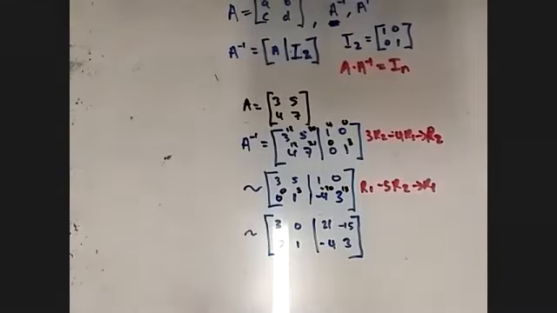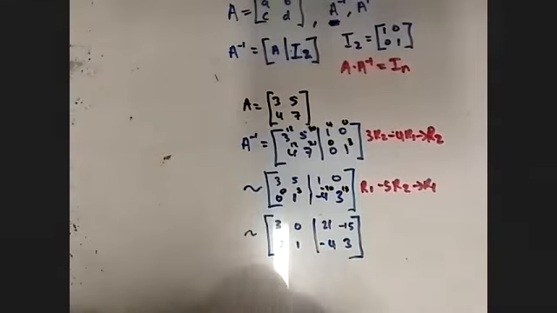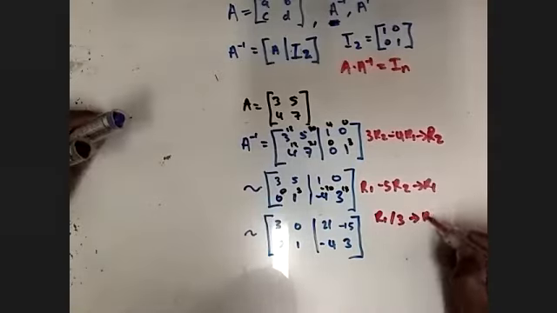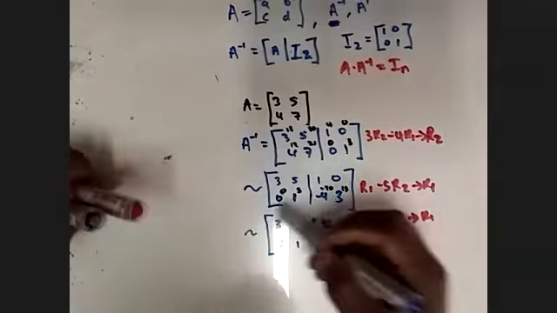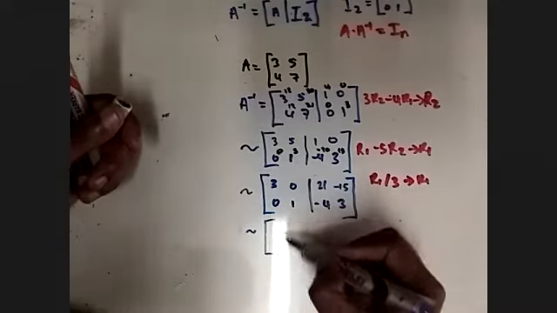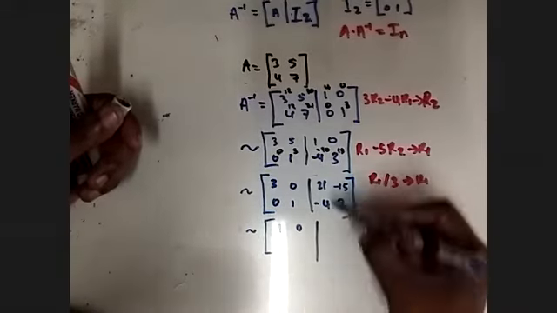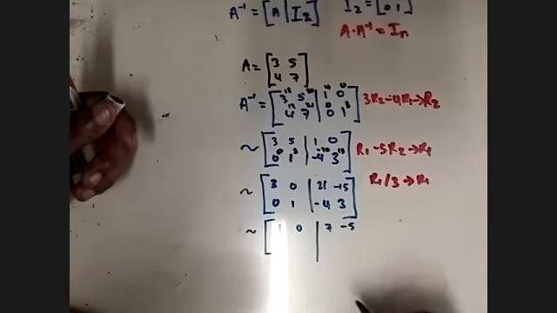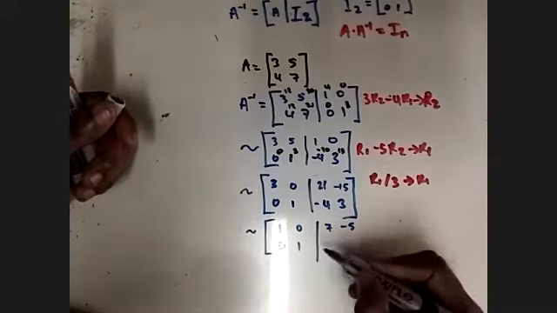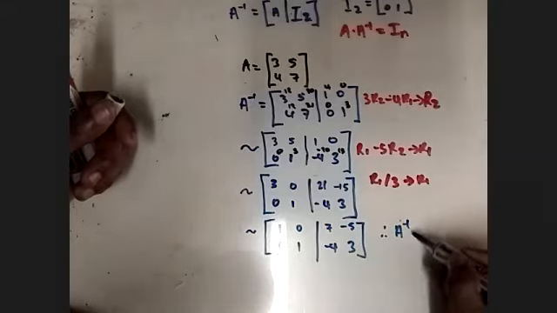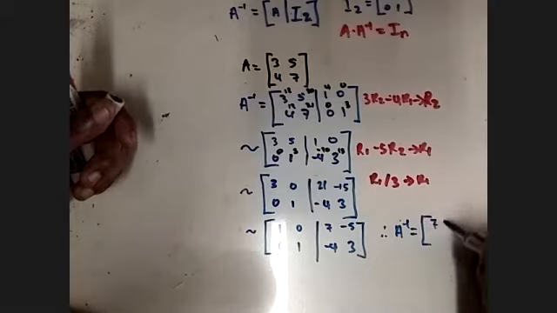As you can see, we are very close. Now let us take R1 and divide it by 3. We only divide the first row by 3. And let's get our solution of 1, 0. 21 divided by 3 is 7. 15 divided by 3 is 5. And then we get 0, 1, negative 4, and 3. Thus, our inverse is given by 7, negative 5, negative 4, and 3.